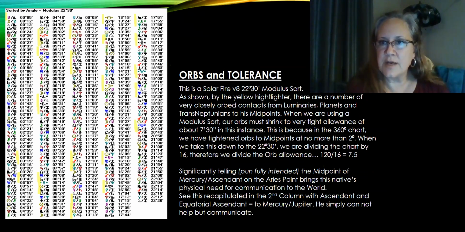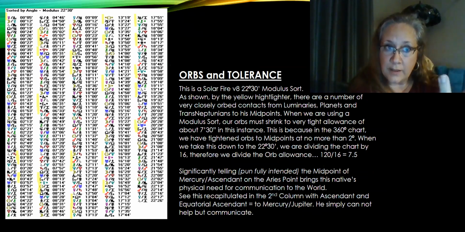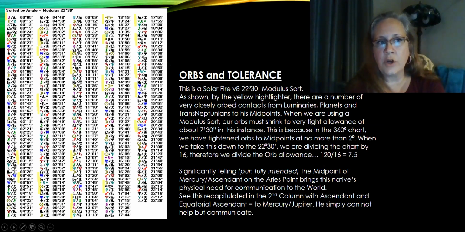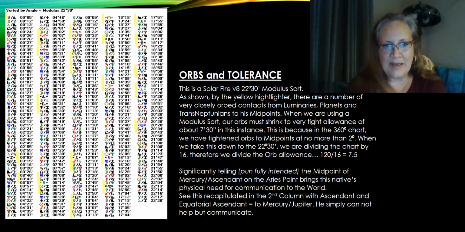Right here, I wanted to address orbs and tolerance, and we'll get back to our friend in a moment, but this is his chart, by the way, drawn out by the orbs. And I put it to the 22.5 degree modulus sort and just copied it here and highlighted the ones that were the closest, the most meaningful, and would be described by the very smallest orbs, closest degrees touching. But I did want to point out his midpoint of Mercury and Ascendant is on the Aries point. So I think that's huge right there, because he does bring his communication to the world very well.